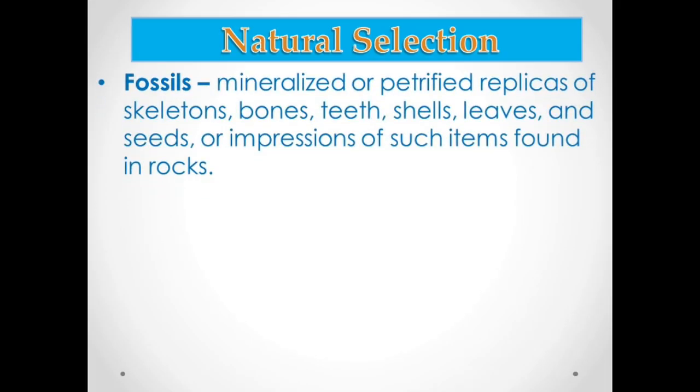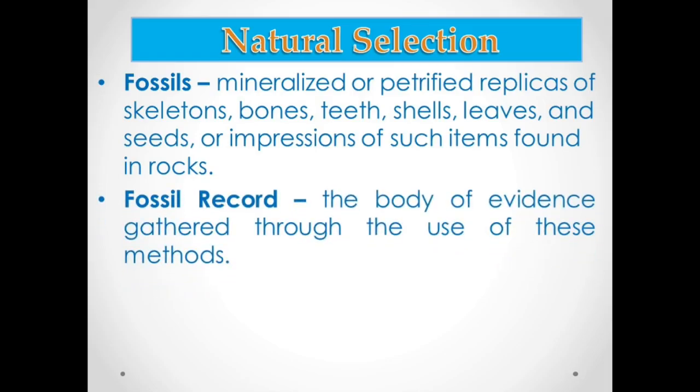So most of what we know about the long history of life on Earth comes from fossils. Fossils are mineralized and petrified replicas of skeletons, bones, teeth, shells, leaves, and seeds, or impressions of such items found in rocks. Scientists have found such fossil evidence in successive layers of sedimentary rocks such as limestone and sandstone. They have also studied ancient pollen from samples of glacial ice. The body of evidence gathered through the use of this method is called the fossil record.